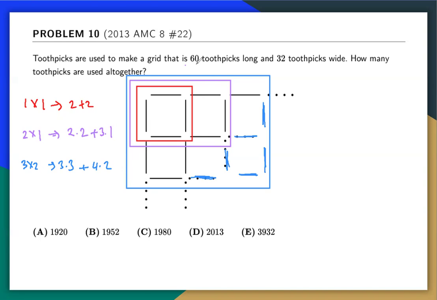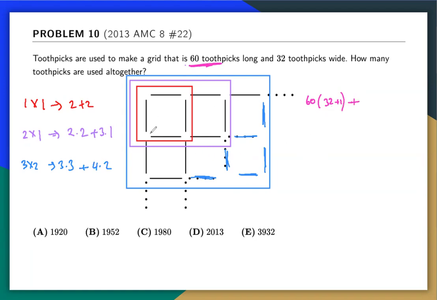To find the answer to our question, this is what we are going to do. We have 60 toothpicks long. If you take 1, 2, 3, all the way to 60, this is also 60. But when you have 32 wide, there will be 33 of those horizontal lines. So it is going to be 60 times 32 plus 1, which I will let you explore, to see if you can make this a general formula. That's the number of horizontal ones.